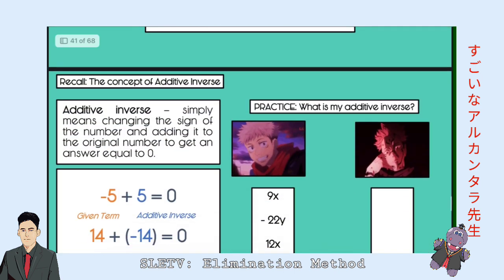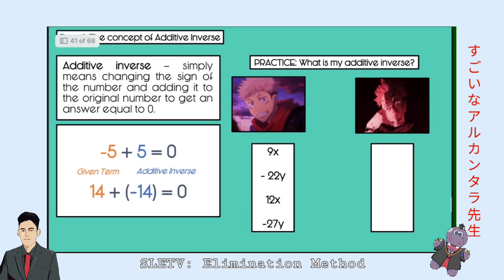Following the same thing with the opposites, you can have, for example, 9x. The opposite of that is negative 9x. For negative 22y, the opposite is the positive version of it, 22y. For 12x, it could be negative 12x. And lastly, the opposite, or the additive inverse, of negative 27y is positive 27y.